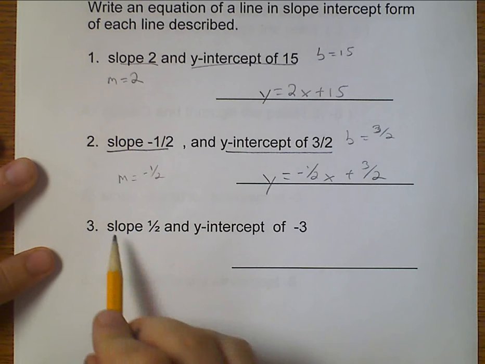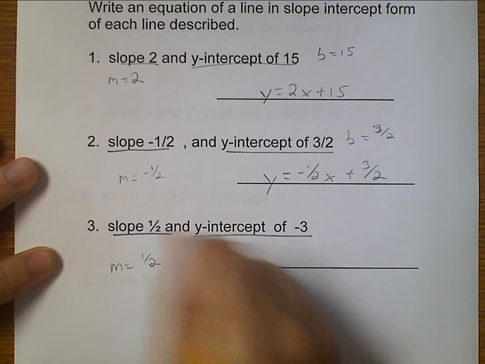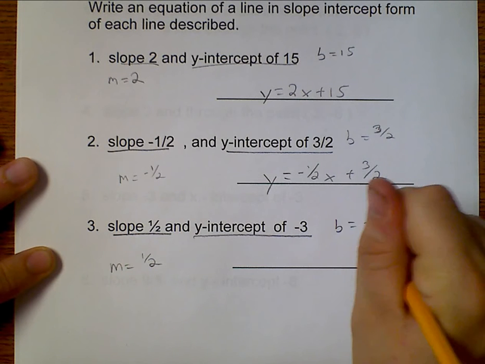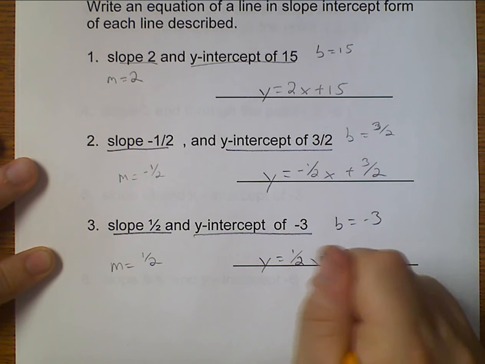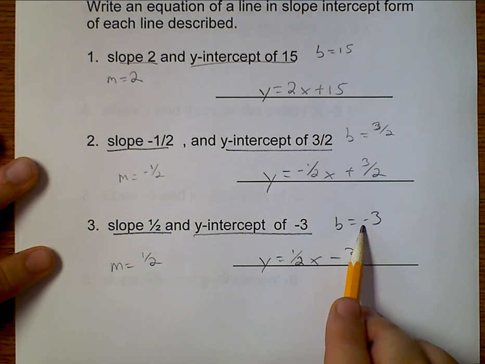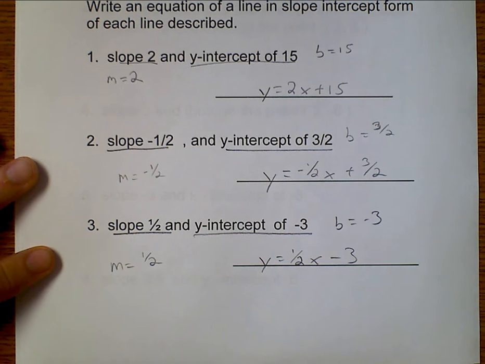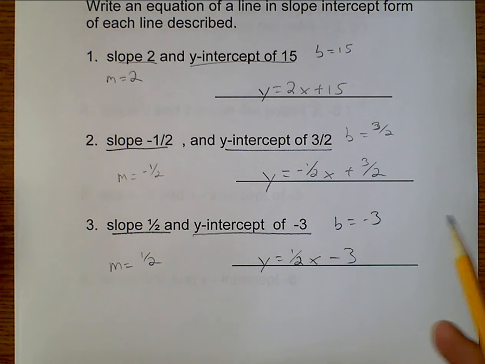Slope of 1/2, y-intercept of negative 3, m equals 1/2, b equals negative 3, so y equals 1/2 x minus 3. Now, I didn't put plus negative because that would be redundant. Instead, since that was negative, I just put minus instead of plus. And so that should be relatively familiar. Slope, y-intercept. Easiest way to find the equation of a line.